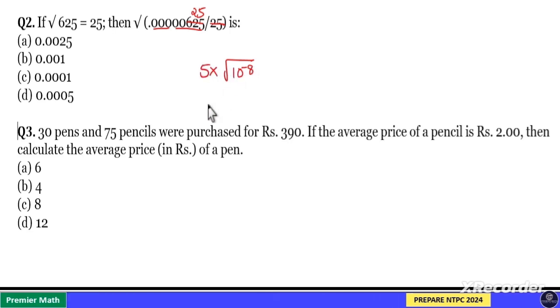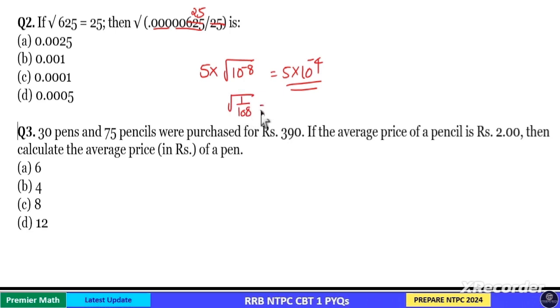So 5 into root 10 raised to minus 8 means 5 into 10 raised to minus 4. This root 10 raised to minus 8 means 1 by 10 raised to 8. So this will become 1 by 10 raised to 4, which is equal to 10 raised to minus 4. So option D is your answer.